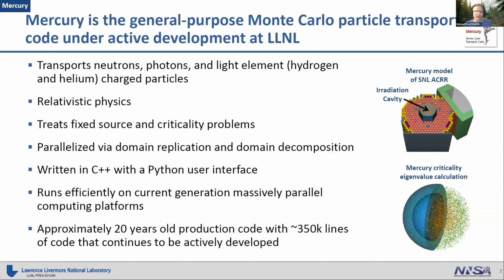The first is Mercury. It's basically just a general purpose code. It does neutrons, super thermal photons, and light ion charged particles, helium and hydrogen. It has relativistic physics. We can do fixed source problems and criticality problems. And we parallelize with replication and domain decomposition. It's written in C++. We have a Python user interface as well as embedded Python. And the whole goal in making this code was to make sure it ran well on parallel machines. And it's about 20 years old and about 350,000 lines.